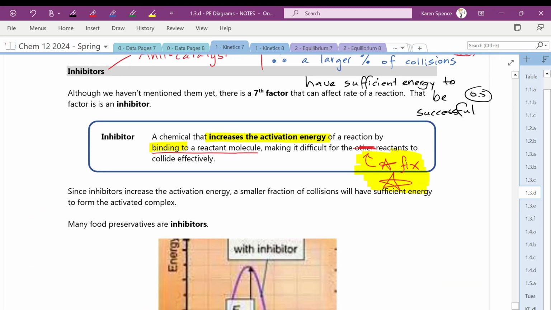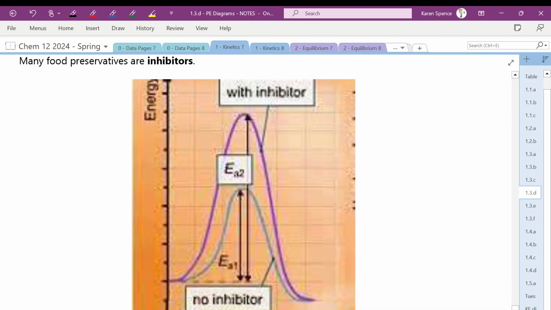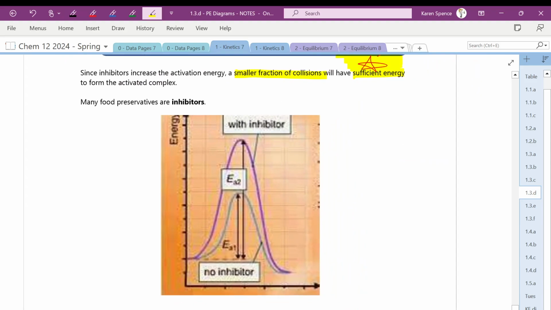Okay, so we will have a smaller fraction of collisions that have sufficient energy either to react or to form the activated complex. Many food preservatives are inhibitors. Do you want your food to rot? They'll bind to the food and prevent things from reacting, okay? So here is our with inhibitor. Here's our no inhibitor. That's basically it.